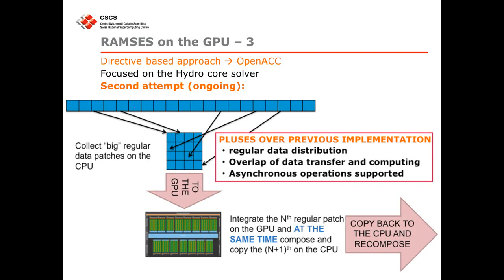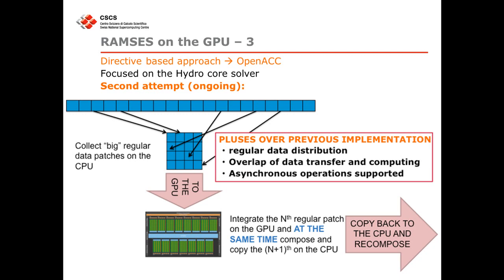So we are trying a different approach, because this second attempt is ongoing. We are trying to reconstruct the regular patches on the CPU before sending them to the GPU. At a given level of refinement, we are trying to build these big regular rectangular patches to send them to the GPU. The GPU solves the problem and then sends the patch back to the CPU. So what are the pluses of this implementation compared to the previous one? Well, of course, at this point we have a regular data distribution, because we have rectangular patches.